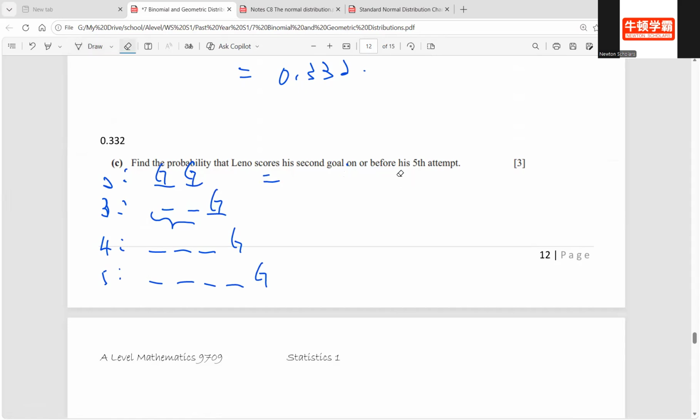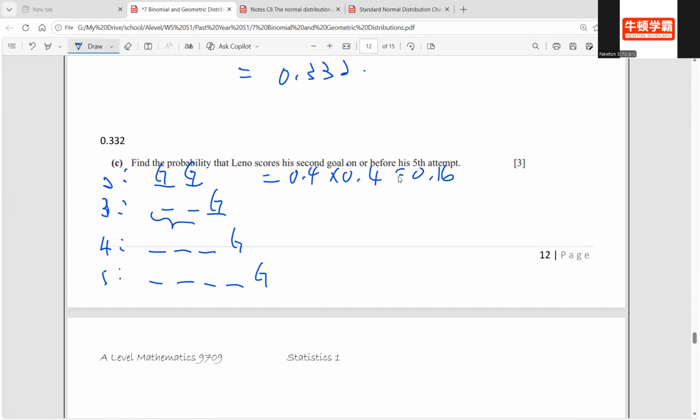For the first one, the probability of success is 0.4, if you remember just now. So 0.4 times 0.4, you will get 0.16. This is the first one. Second one, you have 2 places. So I can say that is 2C1 times 0.4 times 0.6. But don't forget you have a goal here, so you have to multiply by 0.4 again. This one I get 0.192.